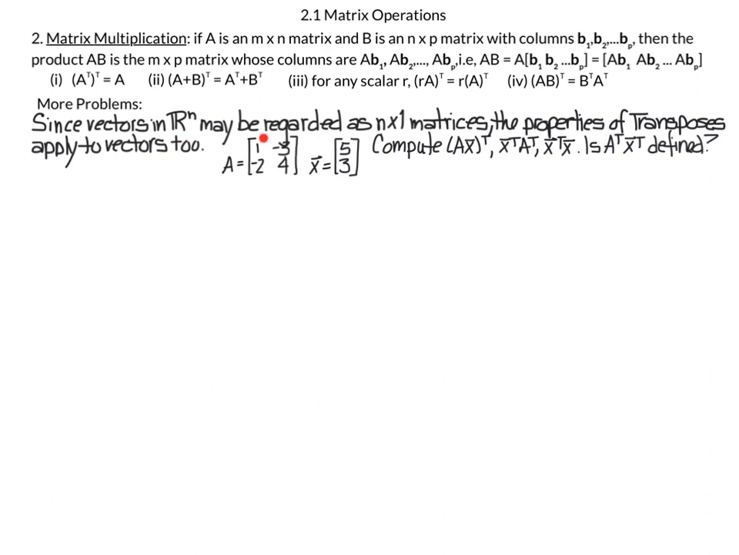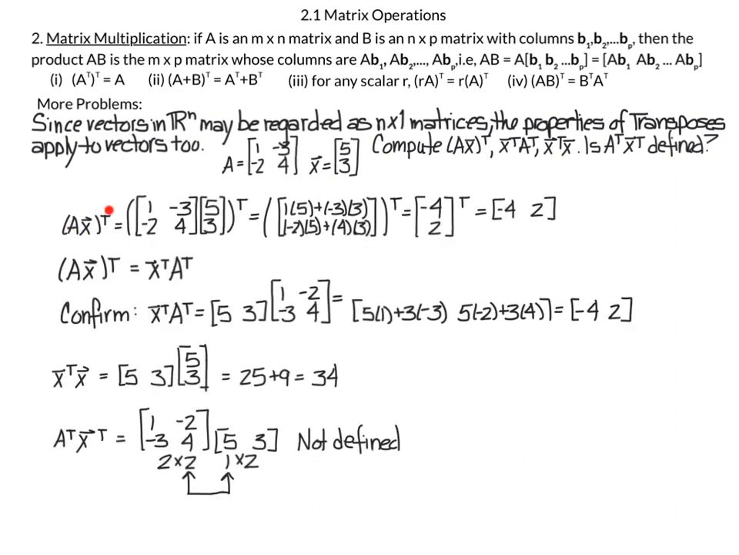So given that A is equal to 1, negative 2, negative 3, 4, and x is equal to 5, 3, we want to compute (Ax) transpose, x transpose A transpose, and x transpose x. And then last, is A transpose x transpose defined? Here are my solutions for (Ax) transpose. I have A times x, and then I'm going to transpose it. So I do the matrix multiplication, and I get 1 times 5 plus negative 3 times 3, and then negative 2 times 5 plus 4 times 3, and then I need to take the transpose of that.